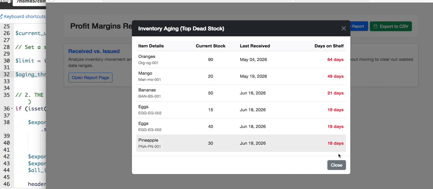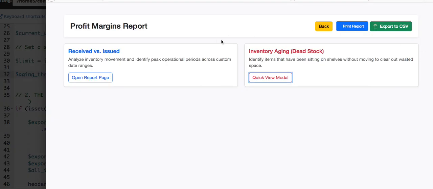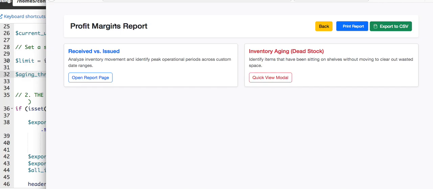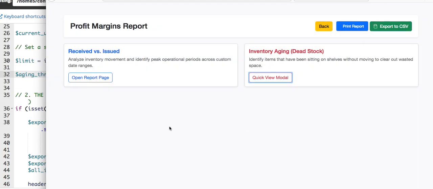And the current stock right now is 50. See? So if you go back and say, well, let's not do 90. Let's do 20 days. Refresh this thing. There you go. See? And then you got this. The bananas 50 still 21 days. That was 20. So this would keep giving you the aging of 20. It's only been like 20 days.